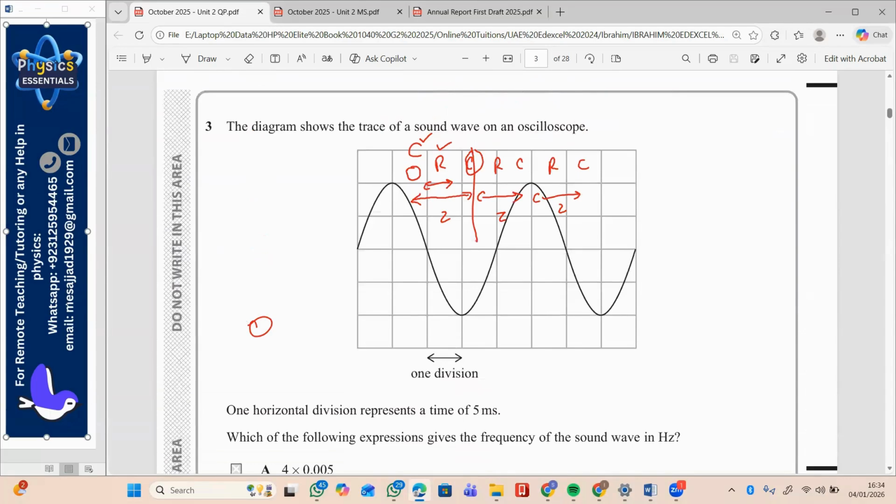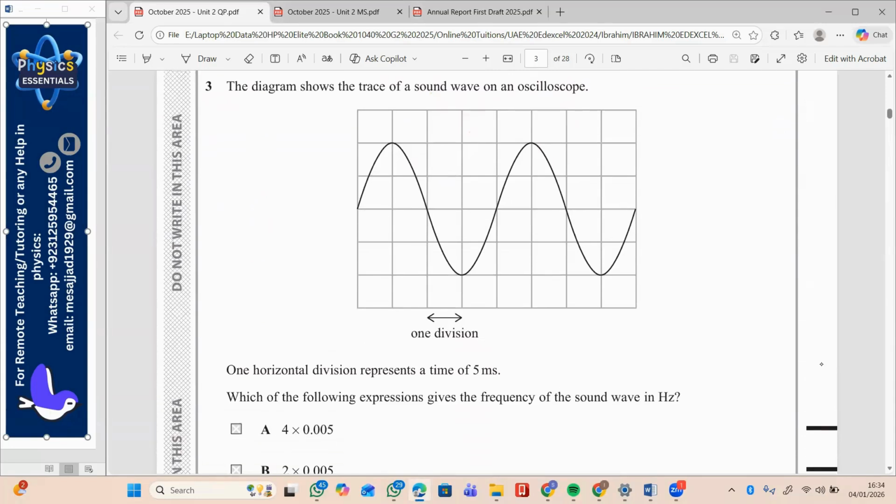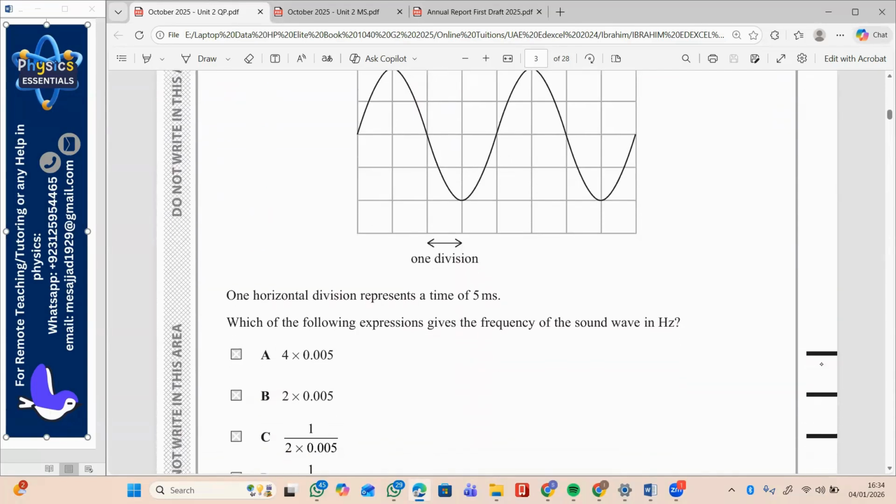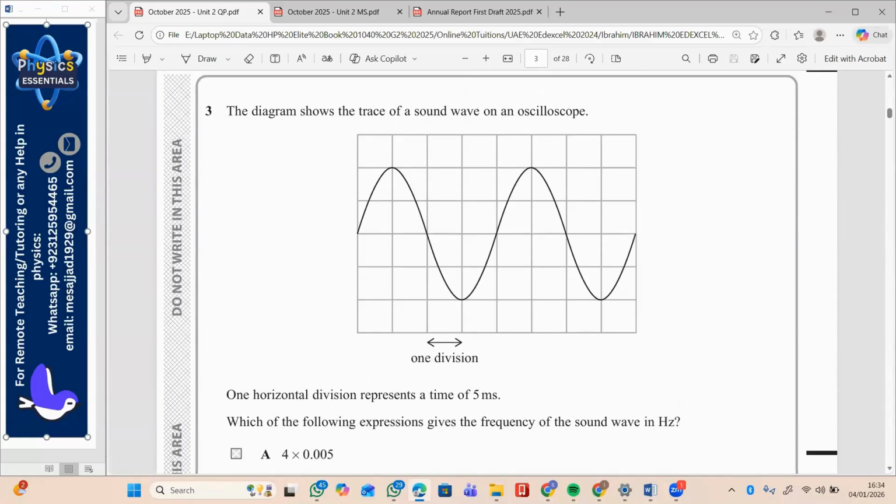Question number 3. The diagram shows the trace of a sound wave on an oscilloscope. One horizontal division represents a time of 5 milliseconds. Which of the following expressions gives the frequency of the sound waves in hertz? This is the typical screenshot of the screen of a cathode ray oscilloscope. So on the y-axis, you always have voltage, and on the x-axis, you always have time. Okay, so you can easily see that one wave is being completed here.